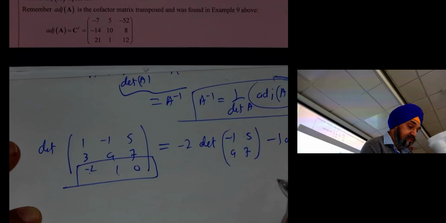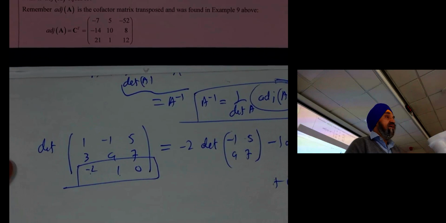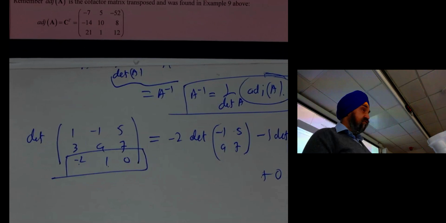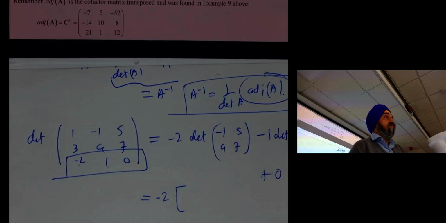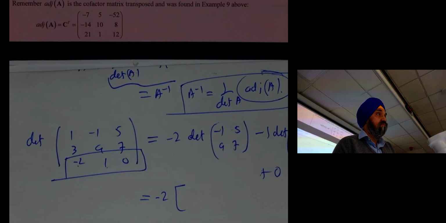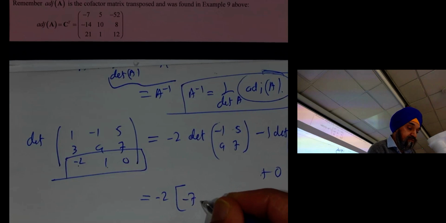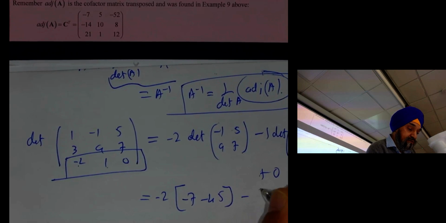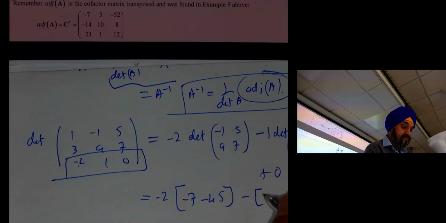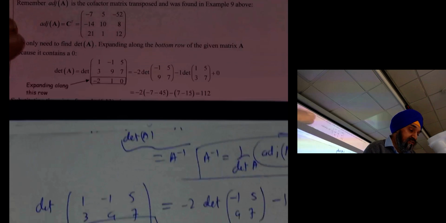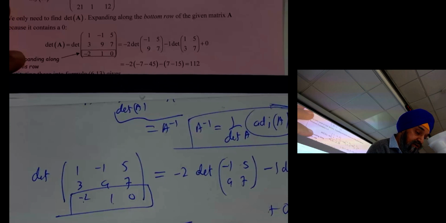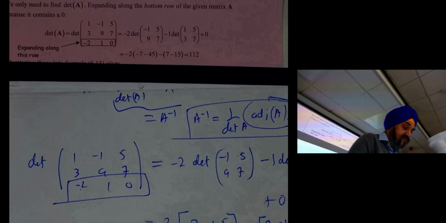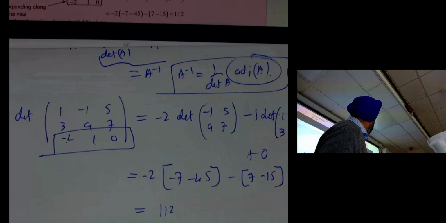And what else have we got? Plus 0, isn't it? We don't work that out, you don't want to spend your time doing that. Minus 2 times what? Minus 7, minus 45. Minus 7 minus 15. You work all this out and you get to a value of 112. I assume all the minuses cancel each other out. So you've got a value of 112.